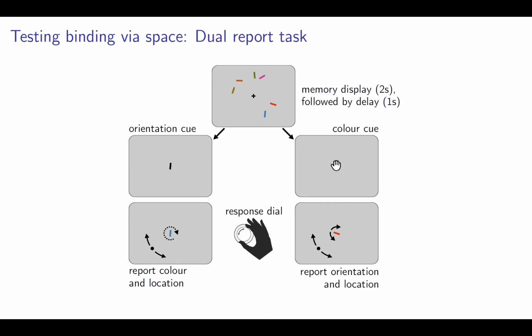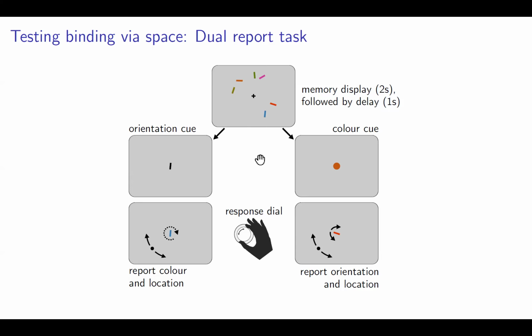There's a second condition where they are cued with the color, and they have to report in the same way the orientation of the item with this color, and the location of the item. The location is one-dimensional along this circle. Yes, exactly. All the items appear at the same distance from the center, so it's basically just on the circle around the center.